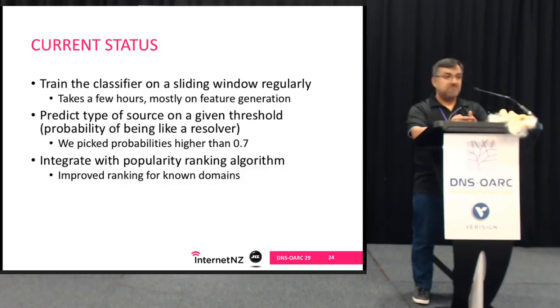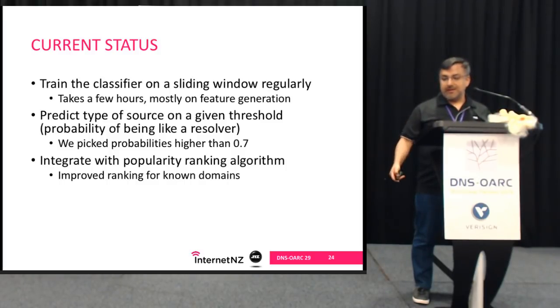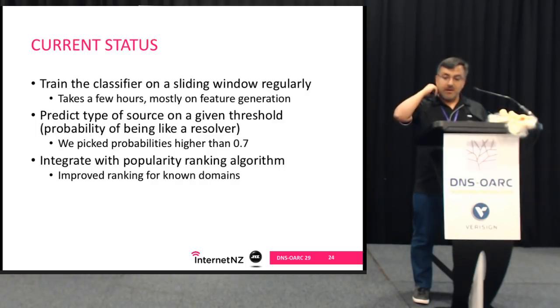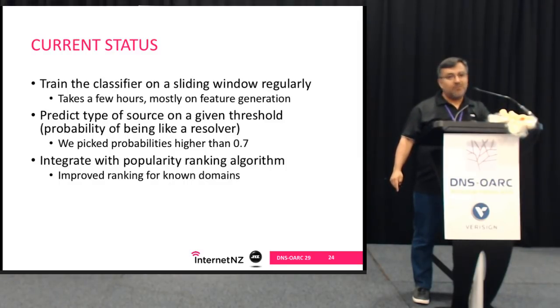So, okay, done. We have the classifier, this is robust. Let's test with new data. We train the classifier using a sliding window regularly, and it actually takes a few hours to generate the features. So the training is fast, but the generation of features is slow. And we are predicting sources using a given threshold, so we raise the bar: if the classifier labels an address as a resolver with a probability higher than 70%, that is good for us. We tried it on the popularity ranking, and the popularity ranking improved vastly. But the popularity ranking is not the topic here. The topic is the detection.